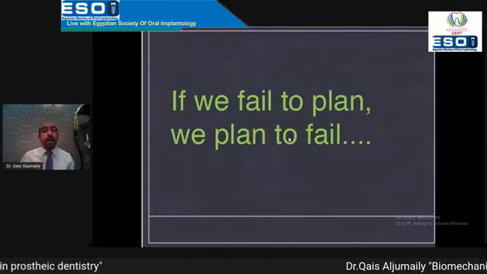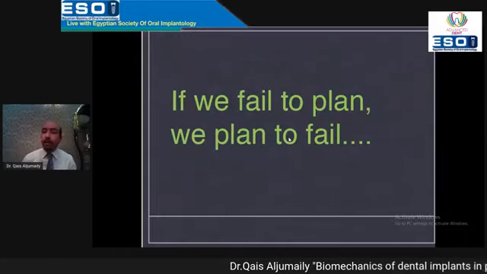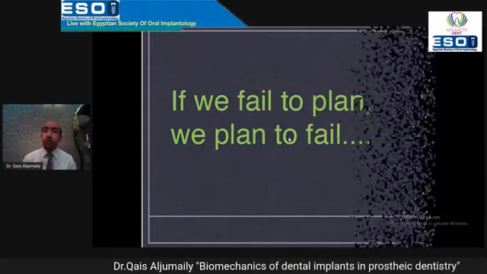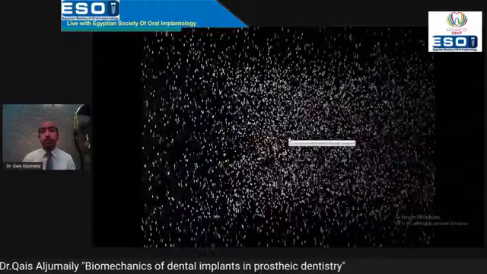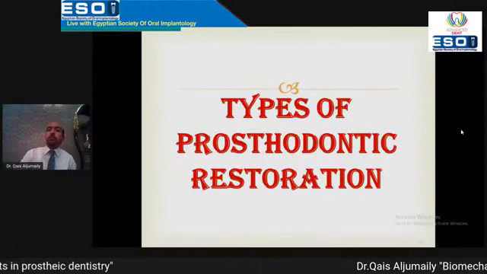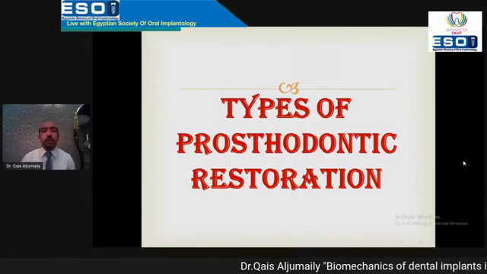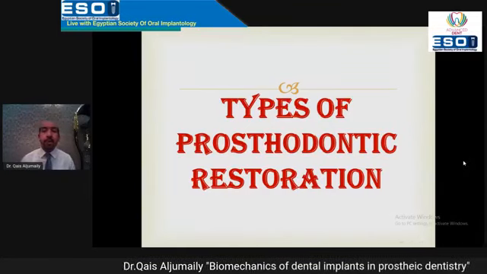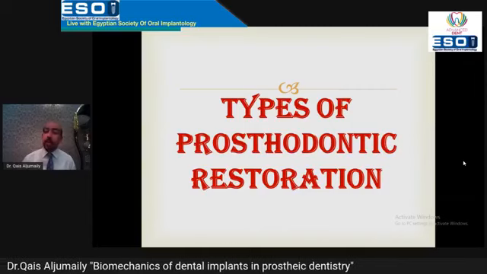If we fail to plan, that means we are planning to fail. So a treatment plan is very important, and the prosthetic part is very important to be put in our consideration before starting our surgical part.